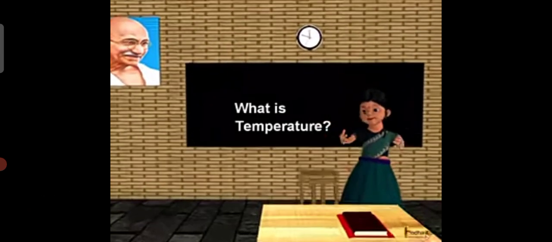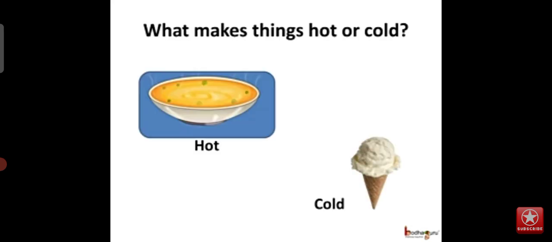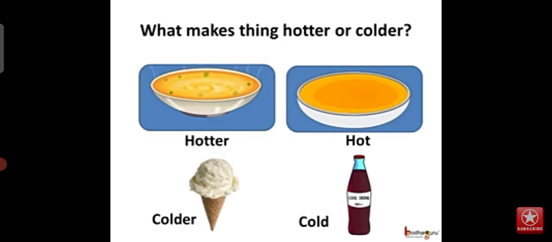Today we shall learn about temperature and how to measure the temperature. We often say the soup is hot or the ice cream is very cold. But have you ever wondered what makes the soup hot or the ice cream cold? Some objects are hotter than the other, like the soup on the left side is hotter than the soup on the right side. Some objects are colder than the other, like this ice cream is colder than this cold drink.